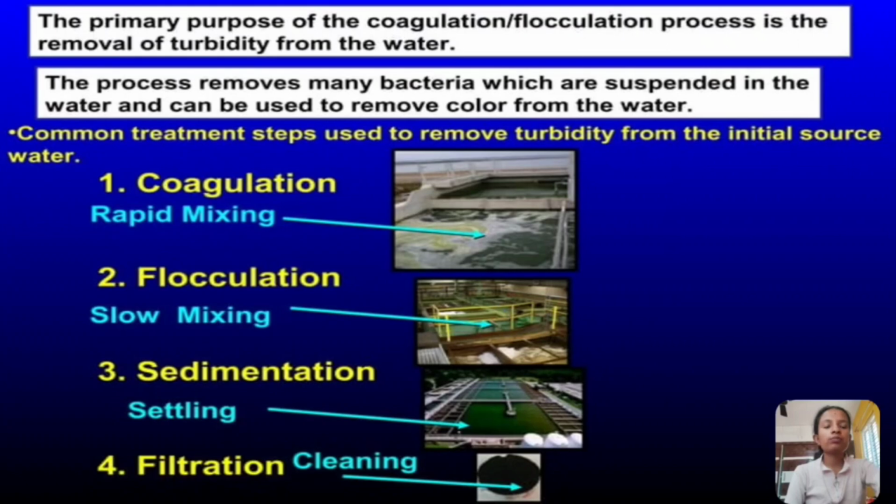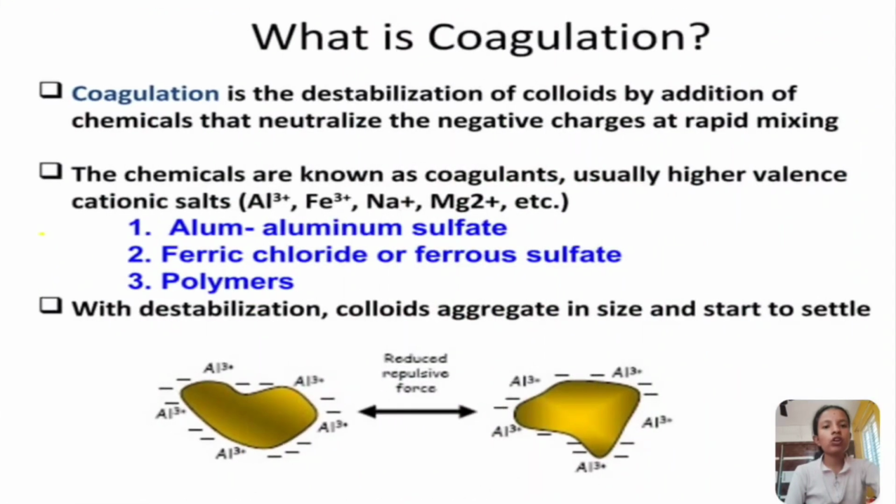The primary purpose of coagulation flocculation process is the removal of turbidity from the water. The process removes many bacteria which are suspended in the water and can be used to remove color from the water. Common treatment steps used to remove turbidity from the initial source water are coagulation, rapid mixing, flocculation, slow mixing, sedimentation, settling, filtration, cleaning.